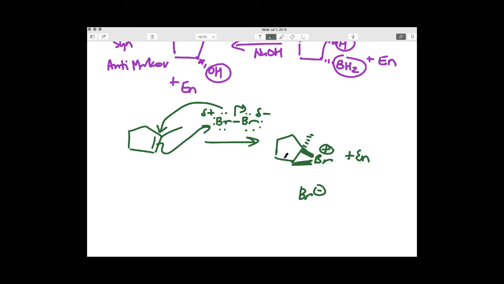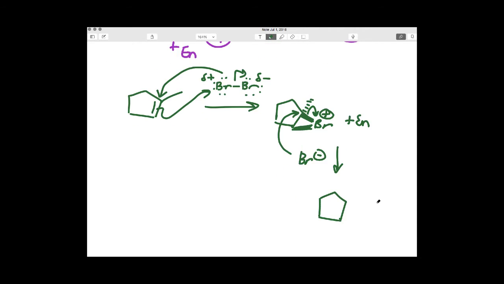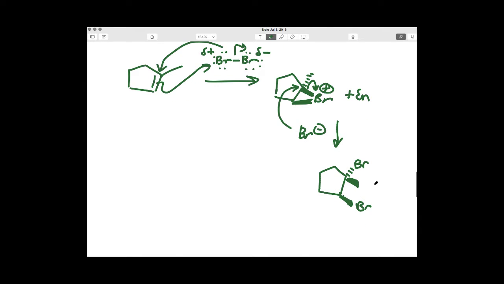The bromide is going to come in and attack which of these carbons? It's going to be the one that's more stable as a positive charge. So I'm going to have more positive charge character here because it's more stable as a positive. What does that do to my stereochemistry? My bromide is coming in from the bottom, so this methyl group got shifted or pushed to the front, and this bromine is still on the front from right here. So notice that this is considered anti-addition.